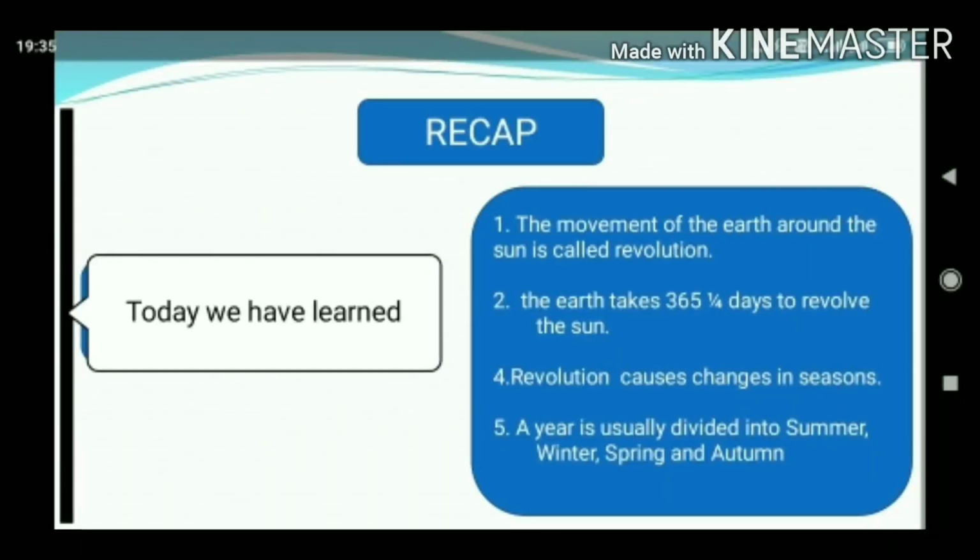Now, today what you have learned? Just recap. In this module, you have learned the movement of the earth around the sun is called revolution. The earth takes 365 and 1 by 4 days to revolve around the sun. Revolution causes changes in seasons. A year is usually divided into summer season, winter season, spring season, and autumn season.